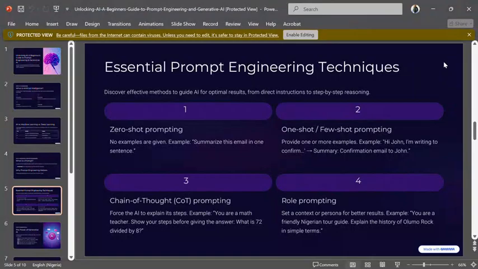Then there's another one, chain of thought prompting. Force the AI to explain its steps. Example: you are a math teacher. Show your steps before giving the answer. What is 72 by 8? You want to see how it is processing the answer, the workability, how it's typing, how it's making these things come to pass. For example, 72 divided by 8 is a very, very simple one. Maybe you want to give a more complex one. You say the square root of 144 minus this, just put it there. You want the answer, but it should show you a step-by-step solution.